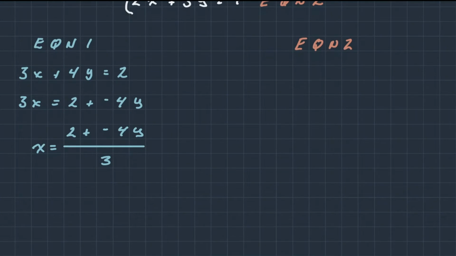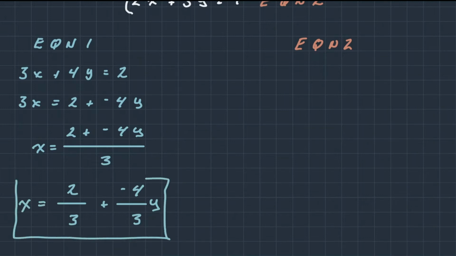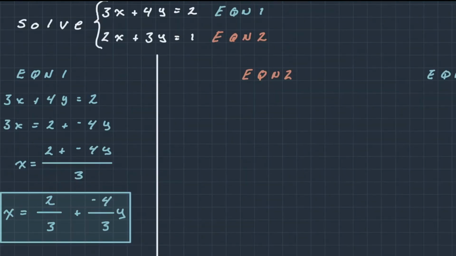Now, to make the next step a little bit easier, I'm going to decompose this fraction into two terms. That's the same as 2 over 3 plus negative 4 over 3y, so I get to see the coefficient of the y term. Essentially what we've done here is changed the form of equation 1 so that I have x equal to some expression only in terms of y. And that is going to lead us into step 2, where we're going to be considering equation 2.